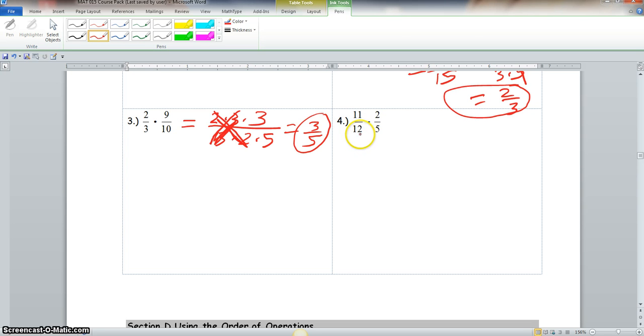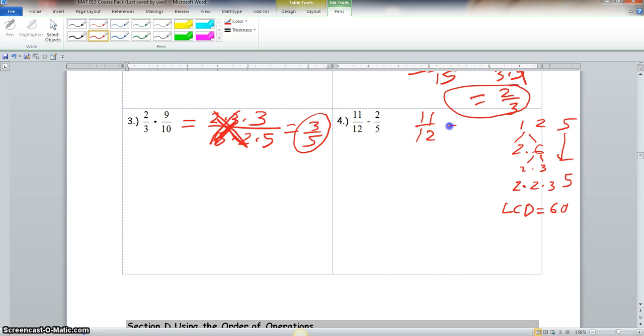Now for number 4, we have to find the common denominator of 12 and 5. So we go off to the side. 12 breaks down to 2 and 6, and 6 breaks down to 2 and 3. So the prime factorization of 12 is 2, 2, and 3, and 5 is already prime. So our LCD here is actually all of these numbers because none of them match up. So 2 times 2 is 4, times 3 is 12, times 5 is 60. So our common denominator here is 60.